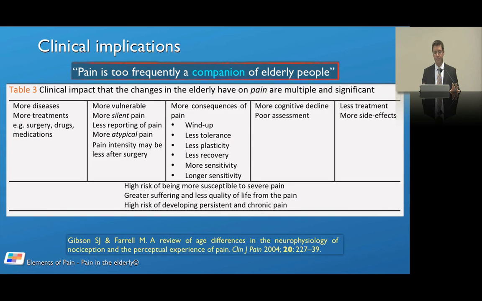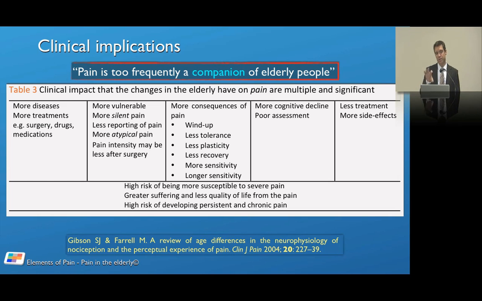So these are the implications of the changes that occur in the elderly, and I've just separated them into a couple of little blocks just to make it a bit easier to comprehend. They get more diseases, they get more treatments, they get more surgical diseases, surgeries, more drug medications and interactions, so they get more of things. The changes make them more vulnerable to pain. That's the bottom line. They get more silent pain. They don't report pain as much. The pain that they get, as I said, is more silent. It's more atypical as well, so you might miss out if you're expecting textbook stuff to occur. And the pain intensity might be less, but that doesn't mean we shouldn't be treating them, and that's the key. We have to treat their pain.